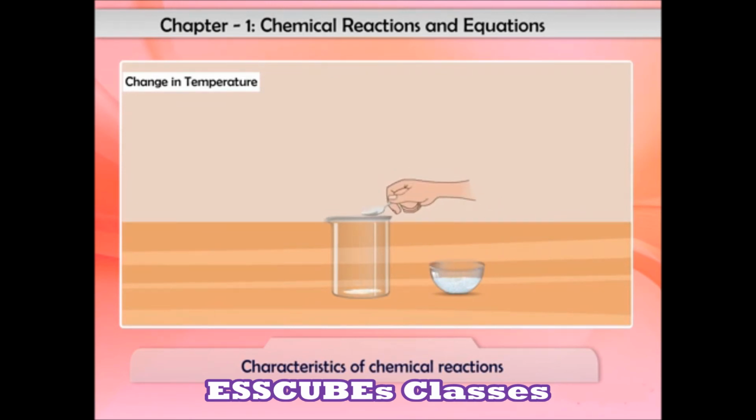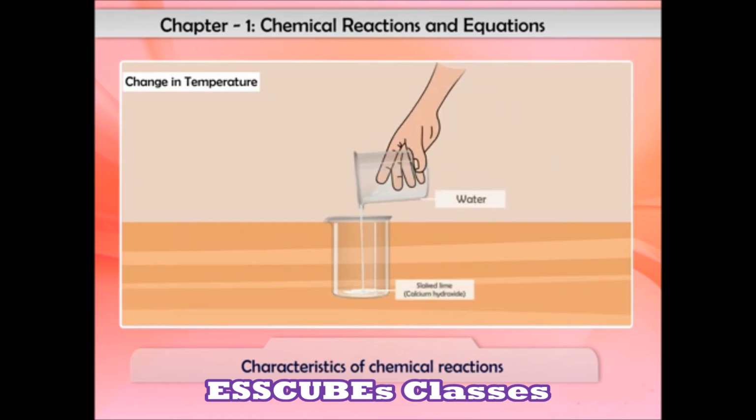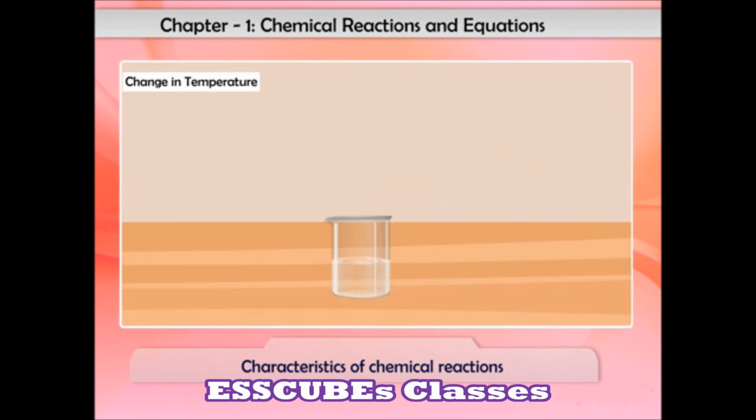1. Calcium oxide, also known as lime and quicklime, when reacted with water, the slaked lime is formed and a lot of heat is produced. This heat raises the temperature due to which the reaction mixture becomes hot. These type of reactions are called exothermic reactions, which means heat producing reactions.